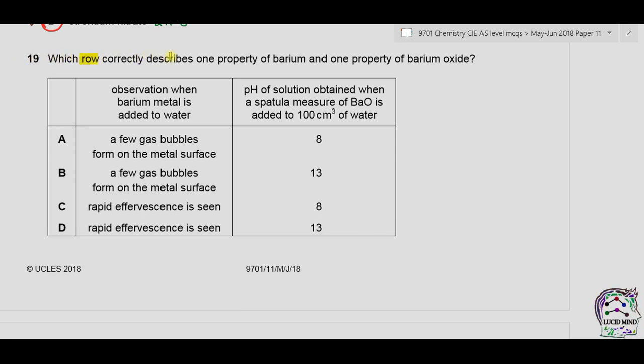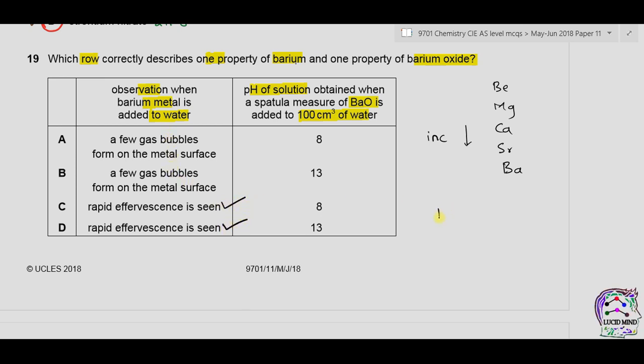Question 19. Which row correctly describes one property of barium and one property of barium oxide? First one is the observation when barium metal is added to water. Second is pH of solution obtained when a spatula measure of barium oxide is added to water. As we know that barium is in group 2 of the periodic table, and we have beryllium, magnesium, calcium, strontium, barium. And we know that reactivity increases down the group as loss of electrons becomes easier. So what will happen is that a rapid reaction will be seen with water.